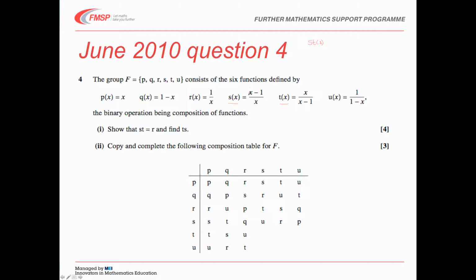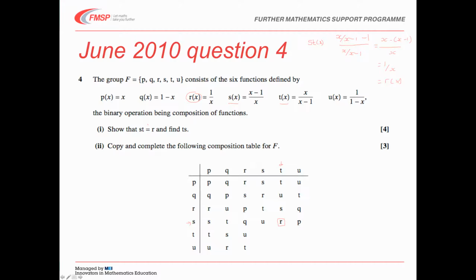So wherever we got X in S, we put X over X minus 1. So that's X over X minus 1 over X over X minus 1. And obviously if you multiply the top and bottom by X minus 1, we get X minus 1 over X, which gives me 1 over X. And hopefully when I look, 1 over X is R. So I've shown that ST equals R. And if you look in the table, they've already put that element in here, ST equals R. So you know that in the order ST, it goes in this order, just in case you weren't sure.